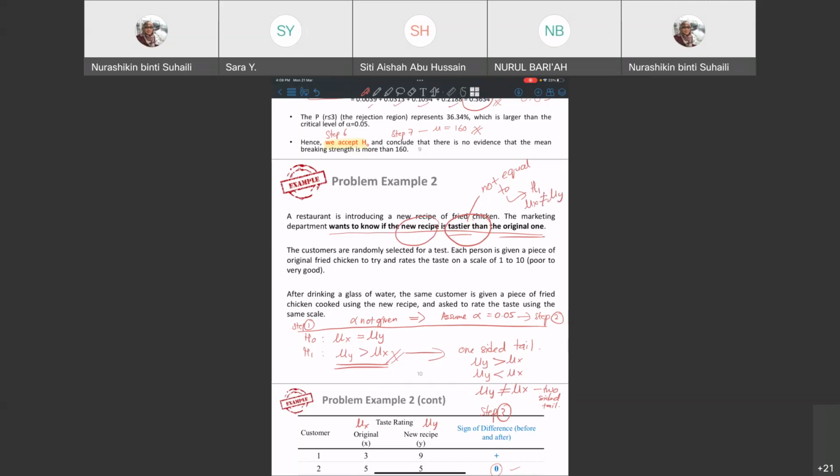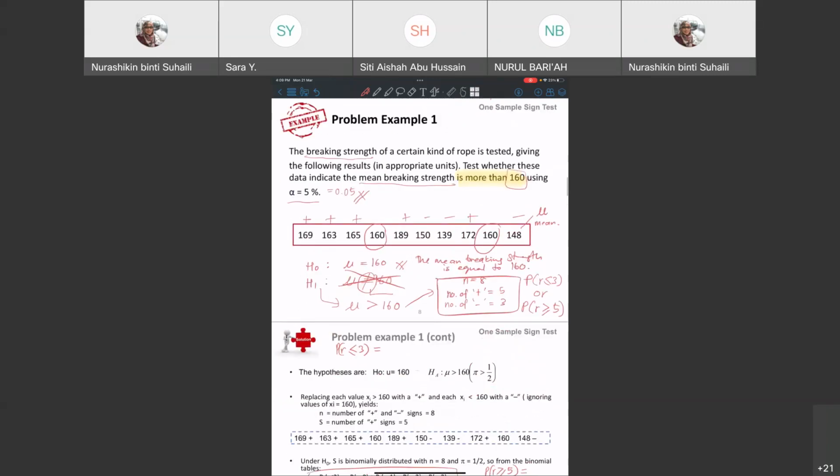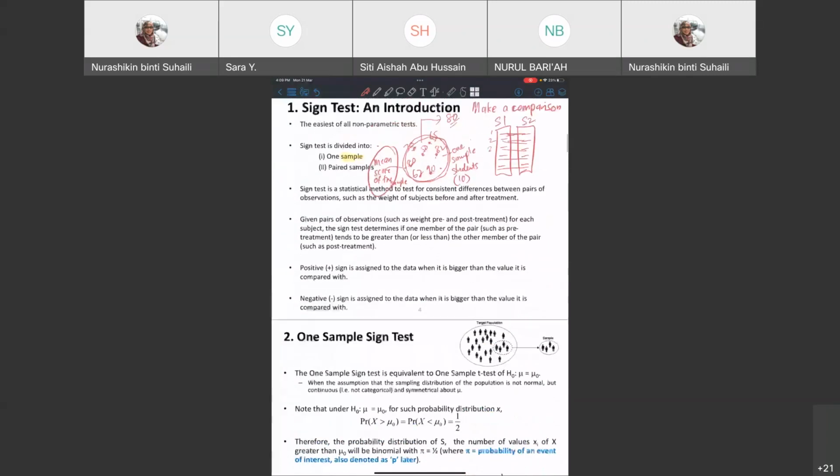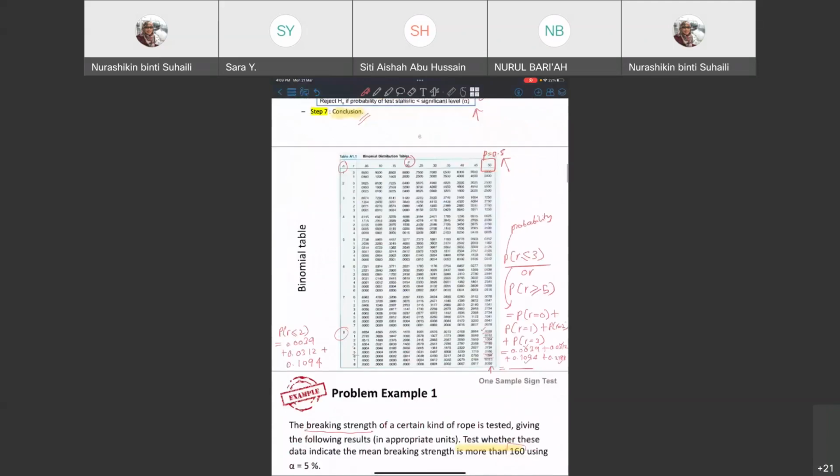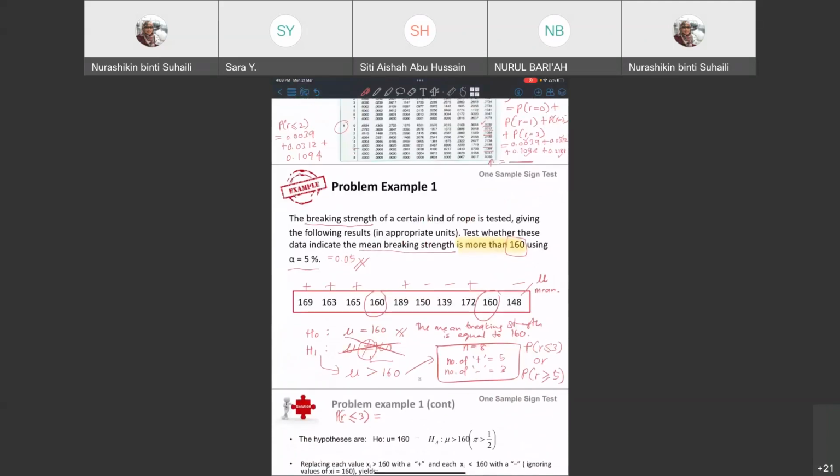So in that case, you have to multiply your P with 2. Okay, go back to the first example just now. Okay, this one. Test whether this data indicate the mean breaking strength is more than 160. So this one is one-sided.